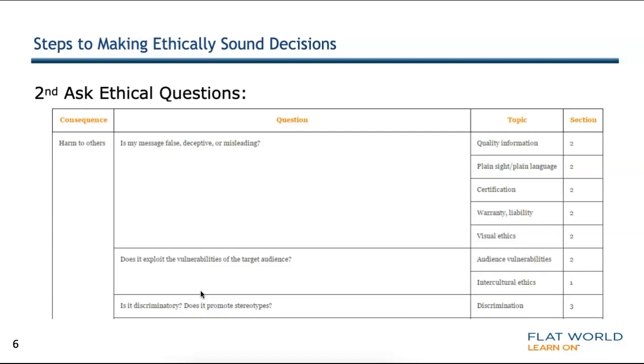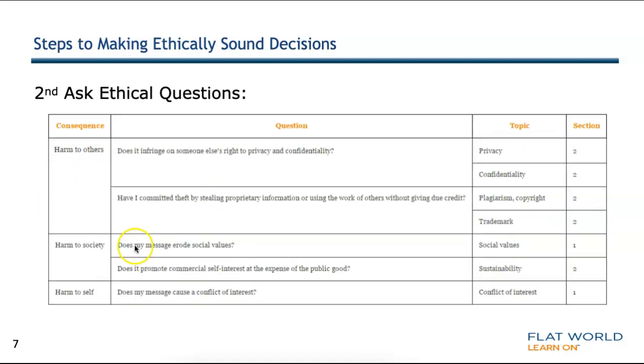So one of the things you want to ask yourself is, is my message false, deceptive, or misleading? Am I being accurate in what I'm saying? Does it exploit the vulnerabilities of the target audience? You hear this a lot, especially in debate. Making sure you come to a conclusion that doesn't exploit other people's challenges from an ethical standpoint. Is it discriminatory? Definitely never do that. Does it promote stereotypes? We don't want to do that. That is discrimination. And that's not something that we, of course, condone or anyone with good conscience would. Does it infringe on someone else's right to privacy and confidentiality?